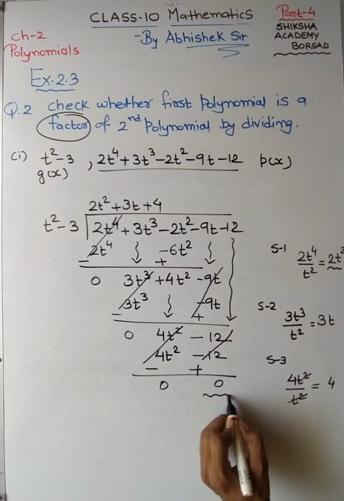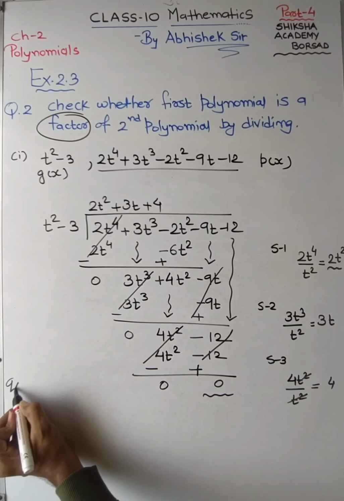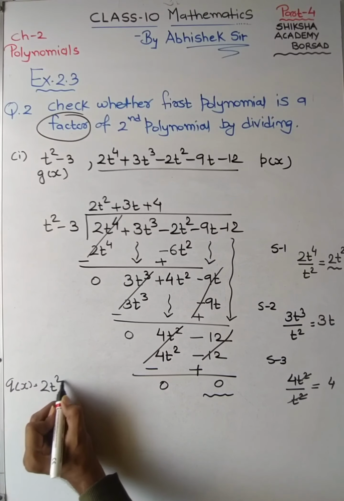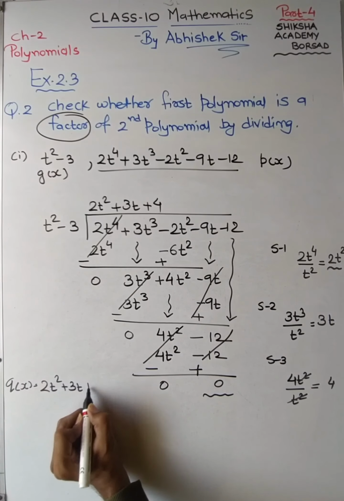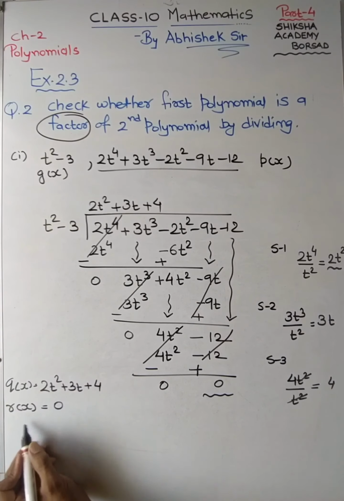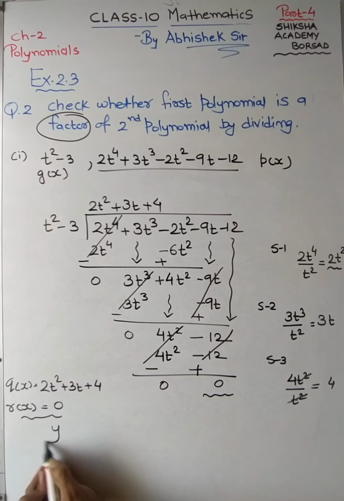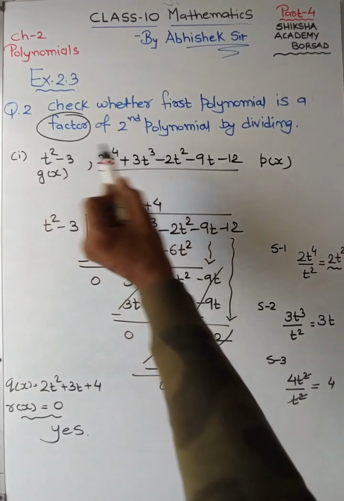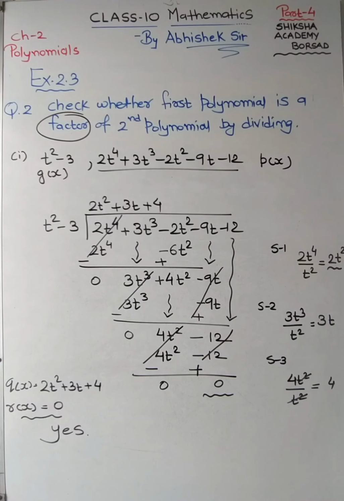Now you see, what is the quotient? Quotient is 2t square plus 3t plus 4. Remainder r of x is 0. If r of x is 0, the answer is yes. The first term is the factor of the second term. Likewise, you will be solving the next question.